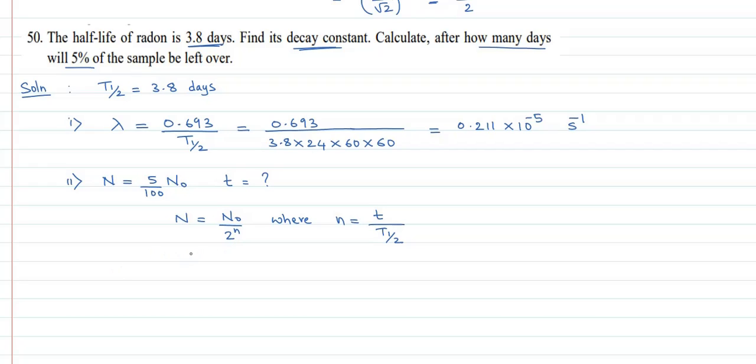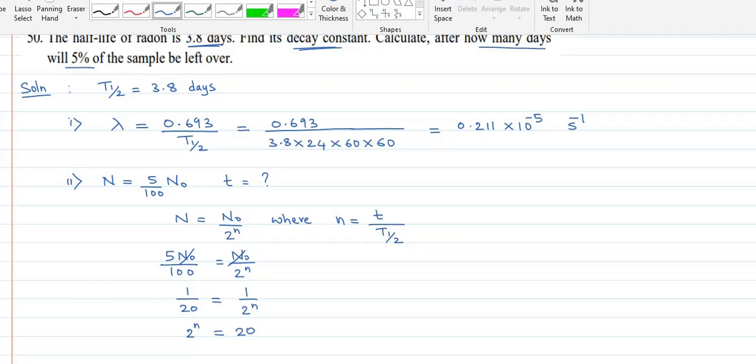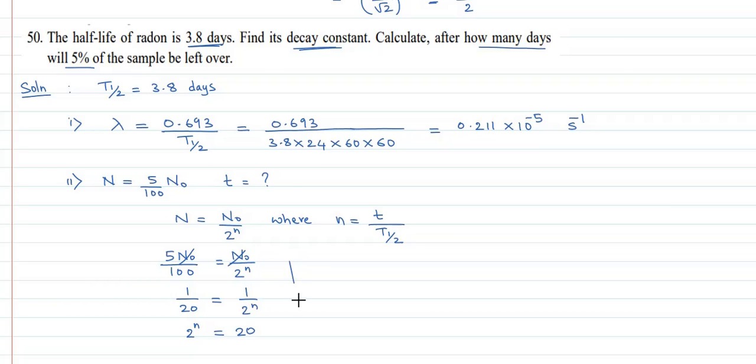So first, n is equal to n naught by 2 raised to n. So 5 n naught by 100 is equal to n naught by 2 raised to n. So n naught gets cancelled. So 1 by 20 is equal to 1 by 2 raised to n. Therefore, 2 raised to n is equal to 20 if I cross multiply. Apply log on both sides. You will have the value of n.